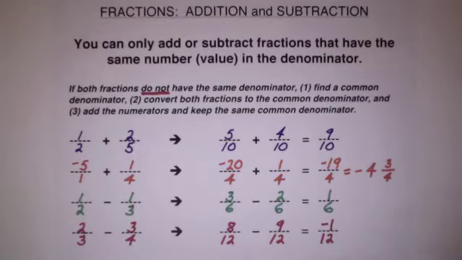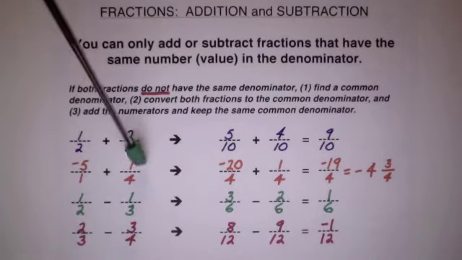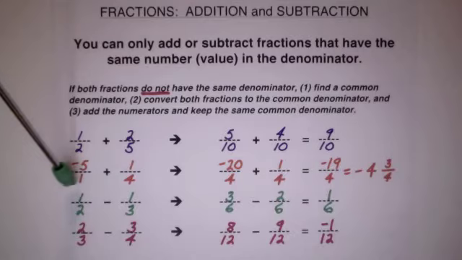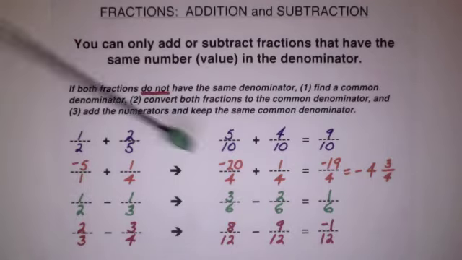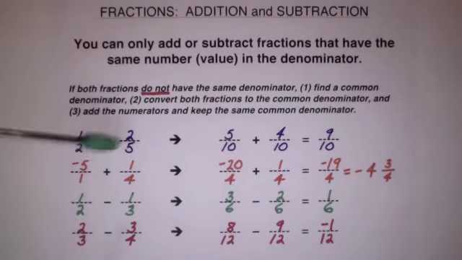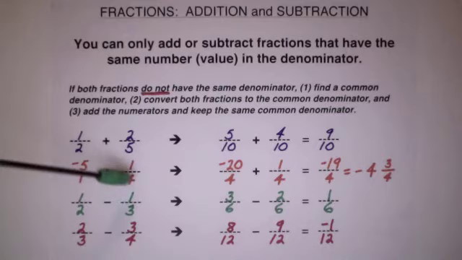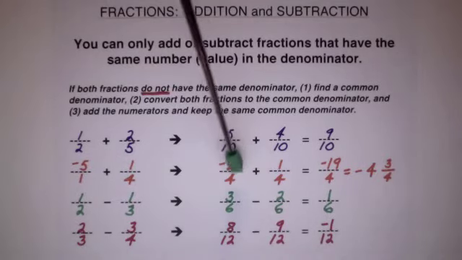But I still can't add this because the denominators are not the same. So I don't need to change both of these. I can change this one to a 4. In order for me to go from 1 to 4, I must multiply this by 4. Whatever I do to the denominator, I must do to the numerator. So 1 times 4 equals 4, and -5 times 4 equals -20. I don't need to change this denominator now because I have 4 in the denominator of this one.